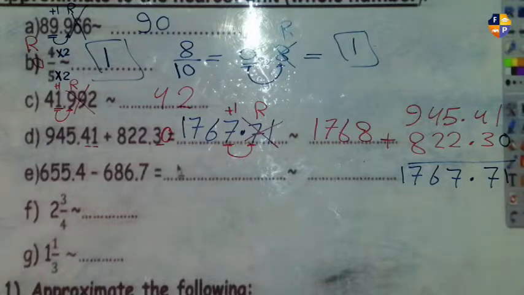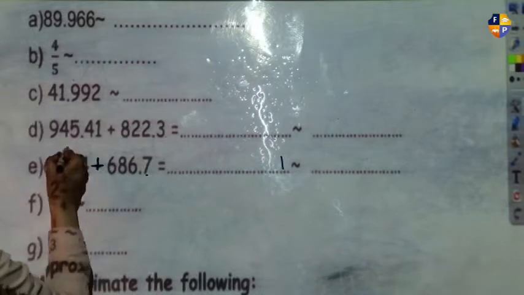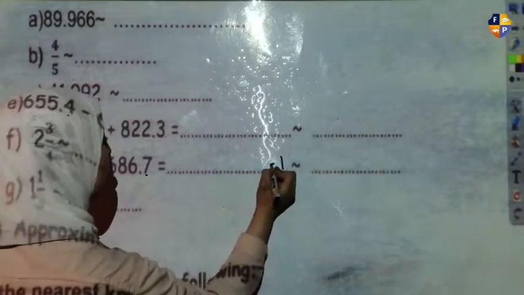Letter E. I will change the sign to be plus instead of minus. Okay. Now, first step, count the digits after the decimal point. Here I have 1 digit and here I have 1 digit. So start from the right. 4 plus 7, 8, 9, 10, 11. 1, carry up 1. Then put the decimal point.